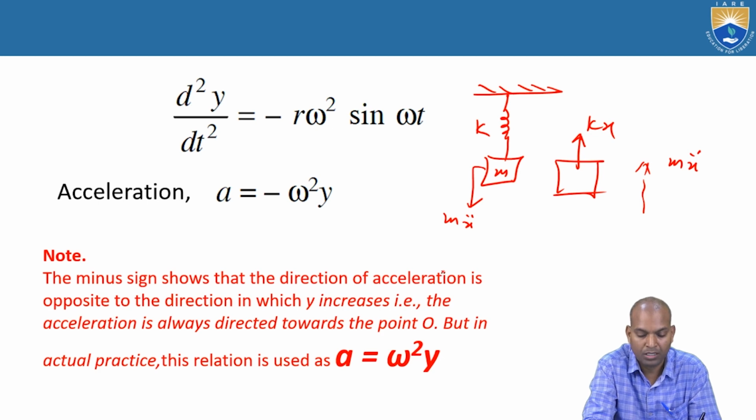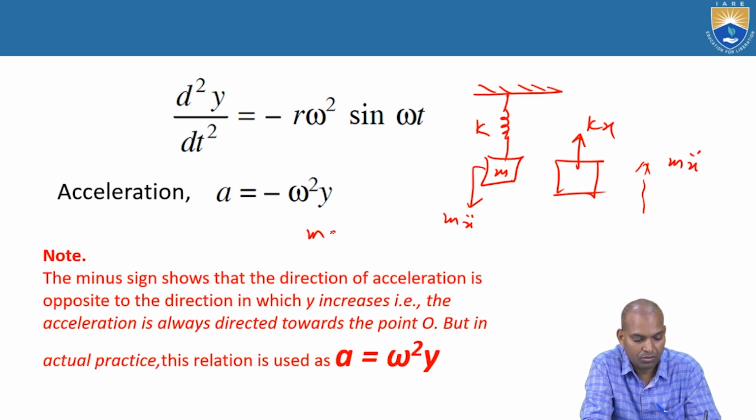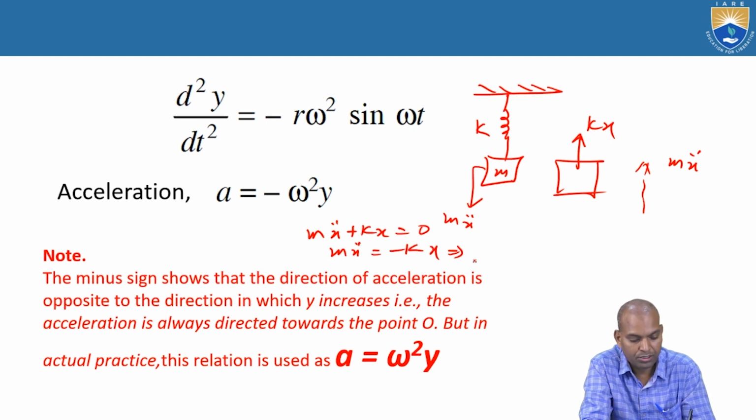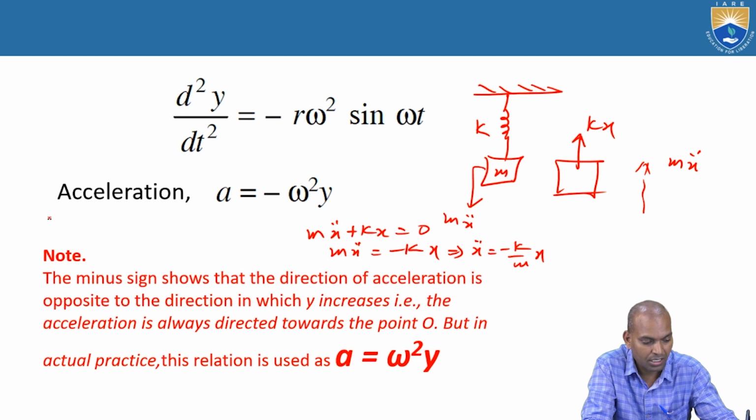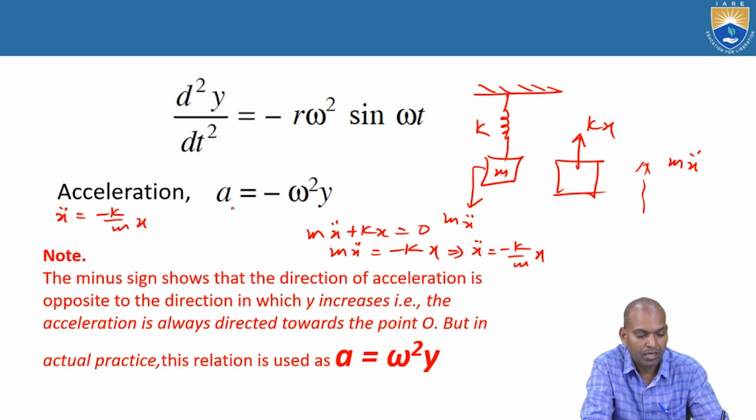Inertia m x double dot plus kx equals 0, by using D'Alembert's principle or Newton's second law of motion. Then m x double dot equals minus k times x. Further simplification: x double dot equals minus k by m times x. Now the comparison is that x double dot equals minus k by m times x, where acceleration equals minus omega square y.